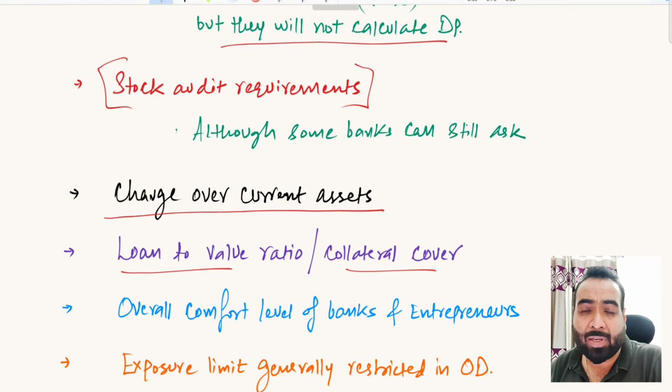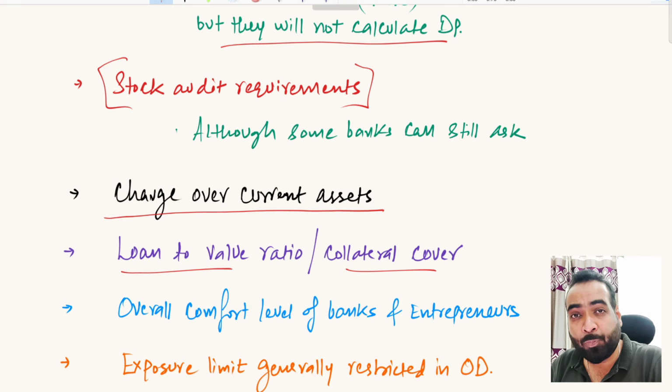While in overdraft cases, there is generally no charge on current assets, no stock statements, no drawing power calculations, no stock audit. So how you use the limit, its monitoring, is not in the control of the banks. That is why overdraft limit cases are considered riskier by the banks, and that is why they demand higher collateral margin, good quality collateral in overdraft cases.